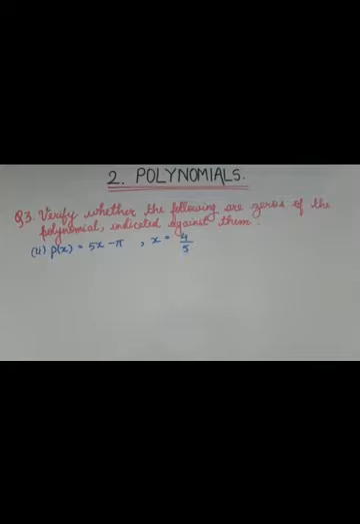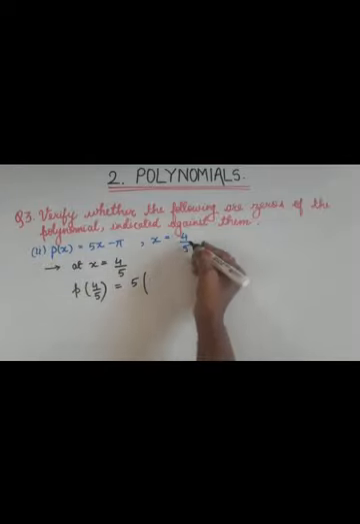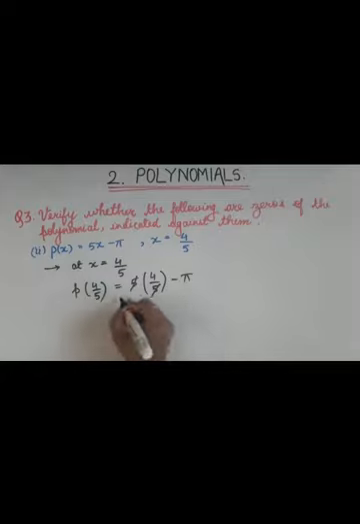So at x is equal to 4 by 5, what will be your p of x? P of 4 by 5 is equal to 5x, x is 4 by 5, minus pi. 5 gets cancelled. What remains? 4 minus pi. Now this 4 minus pi, even if you solve by putting the value of pi as 3.14, still it will not come 0. Right? So don't solve it further. No need to solve it.